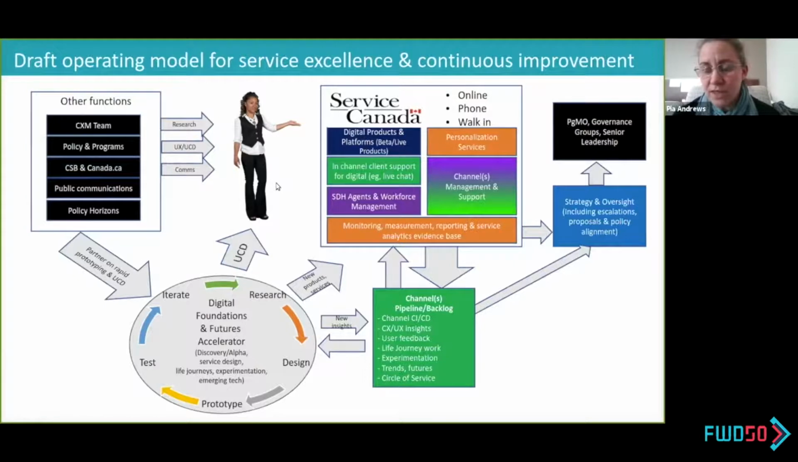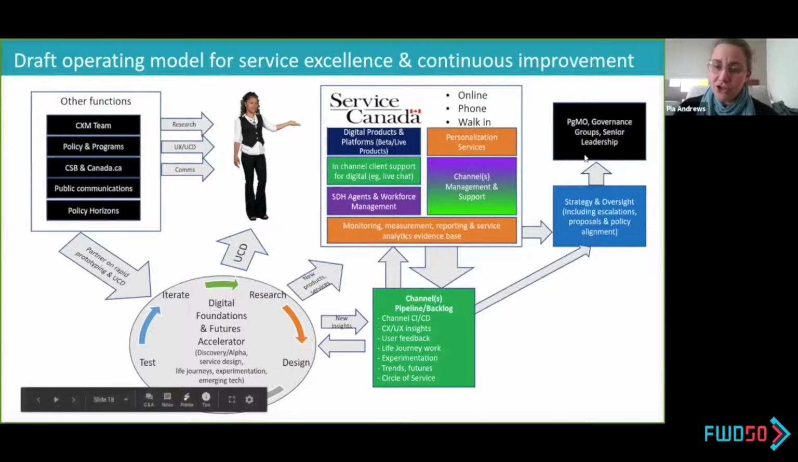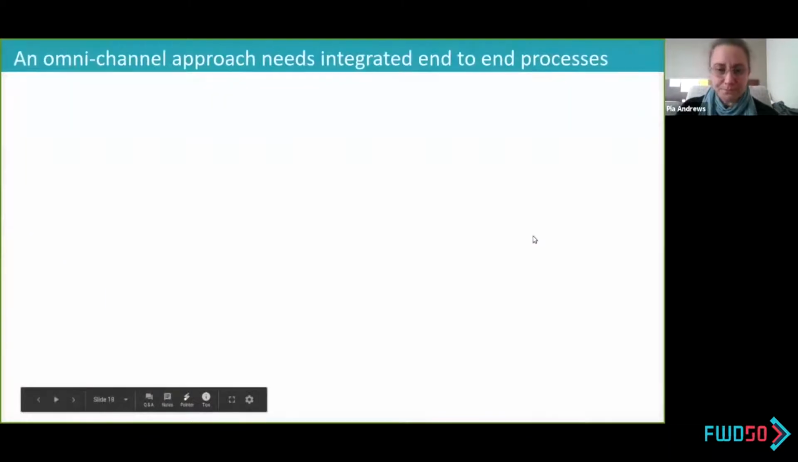And, of course, the mechanisms for strategy, for oversight, for governance, for project and product and delivery and management are all managed effectively and seamlessly for that team.